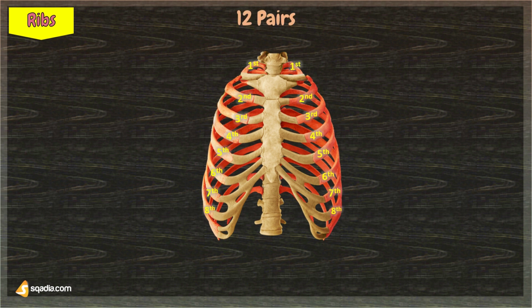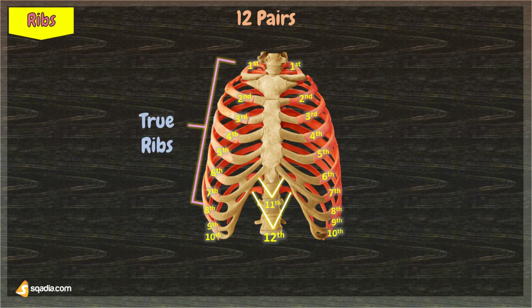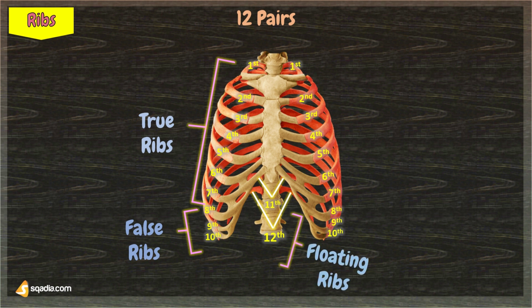The human body has a total of 12 pairs of ribs, each with distinct characteristics and functions. In this illustration, the first 10 pairs of ribs are labelled, followed by the 11th and 12th ribs. The first 7 pairs of ribs are known as true ribs, as they attach directly to the sternum through their own costal cartilages. The next 3 pairs are called false ribs, as they attach indirectly to the sternum, usually through a common costal cartilage.